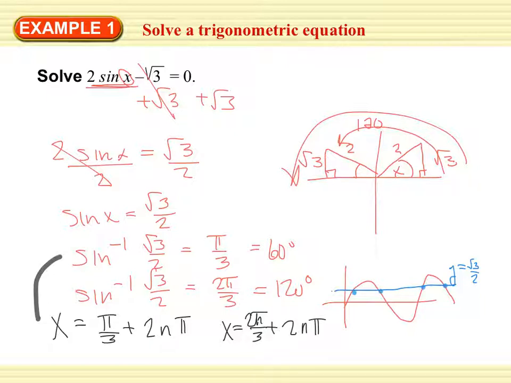Okay, that's the cyclical part of it. So we can say that this one is pi over 3, this is 2 pi over 3, and if I add 2 pi, I'm right here. If I add 2 pi, I'm right here. Repeat as necessary.